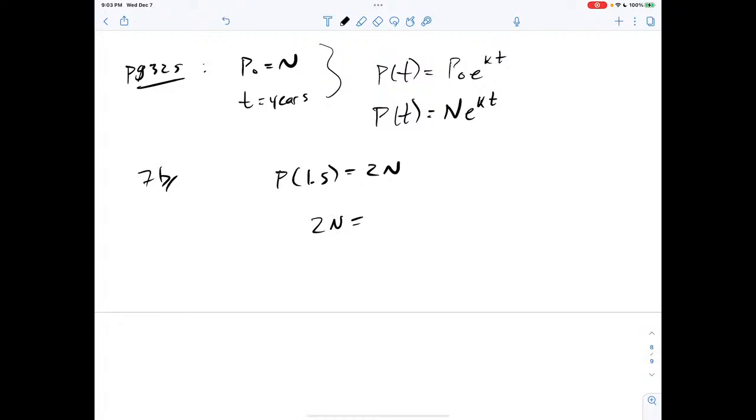So I know that 2N equals N. Sure. In the question, they say that the population doubled in size over an 18-month period. So the population after 18 months, with 18 months expressed in years being 1.5, is equal to twice the original population. Whatever the original population was, it's 2N now. This would be K times 1.5. Do you see that?